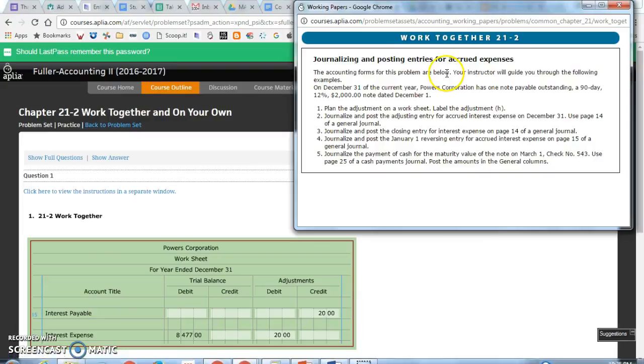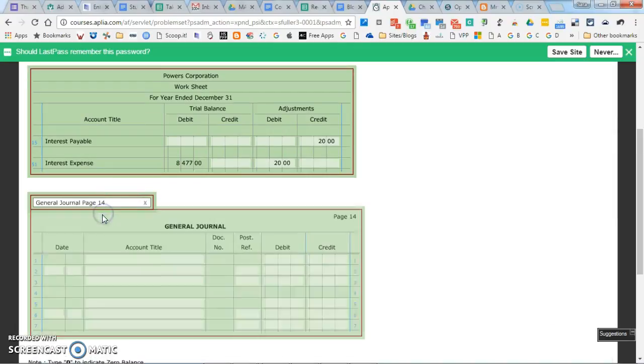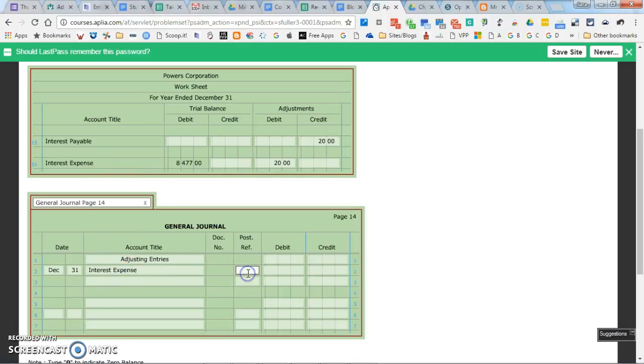And then our next instruction, journalize and post the adjusting entry for accrued interest on December 31st. Use page 14 of the general journal. So in our journal in here, remember we're going to label that first. So this is adjusting entries. The date is December 31st. I'm just transferring the information down. So we'll do our debit first, interest expense. Post reference not yet. It's a debit of $20. And then interest payable, credit of $20.